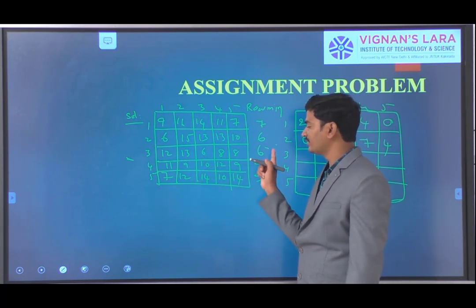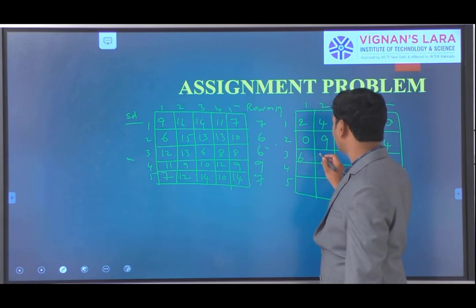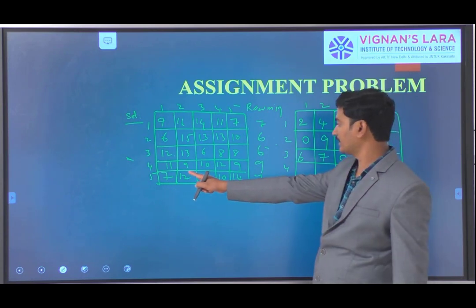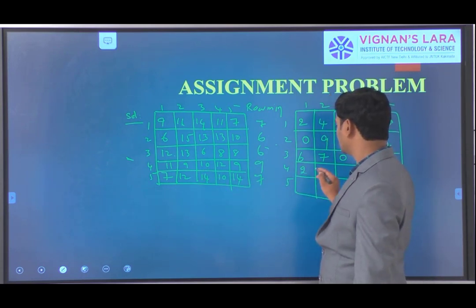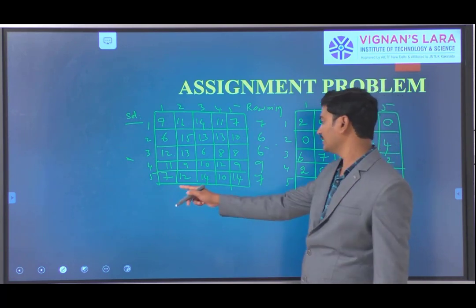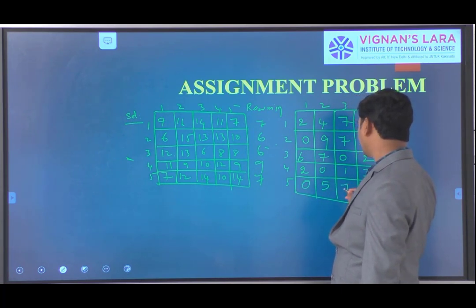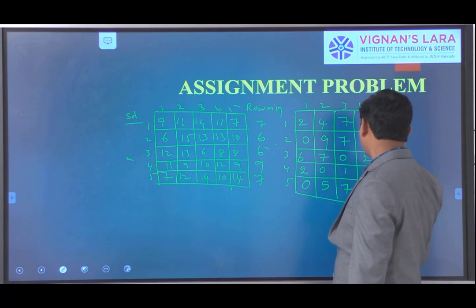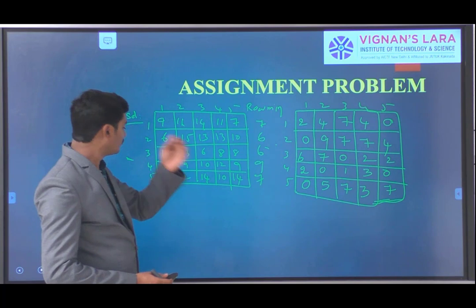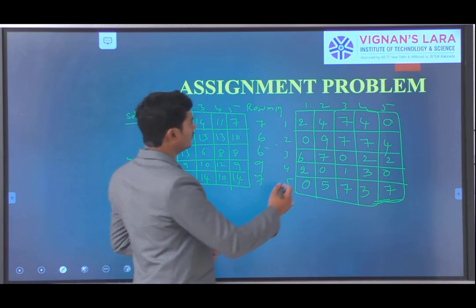Here the minimum value is 6. After subtracting this value from this row, we get 6, 7, 0, 2, 2. Fourth row: 11 minus 9, 2, 0, 1, 3, 0. Fifth row: 7 minus 7, 0. 12 minus 7, 5, 7, 3, 7. The row deduction is completed. Here we did the row subtraction.